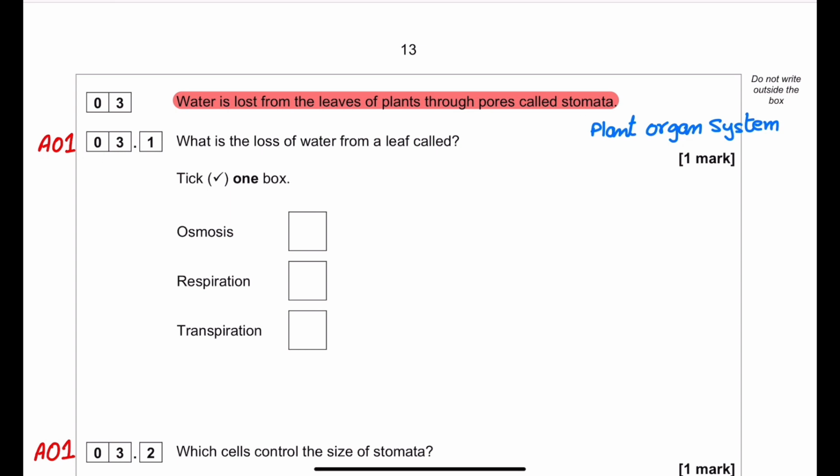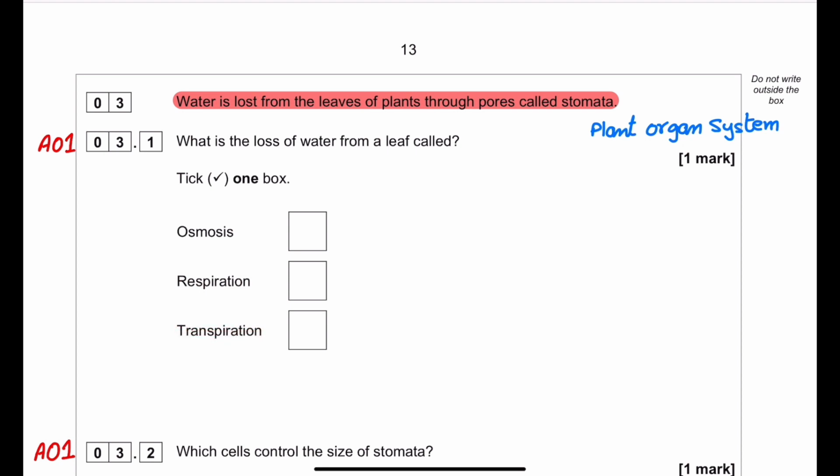Water is lost from the leaves of the plant through pores called stomata. From the leaves through stomata. What is the loss of water from a leaf called? Three options are given: osmosis, respiration, and transpiration.